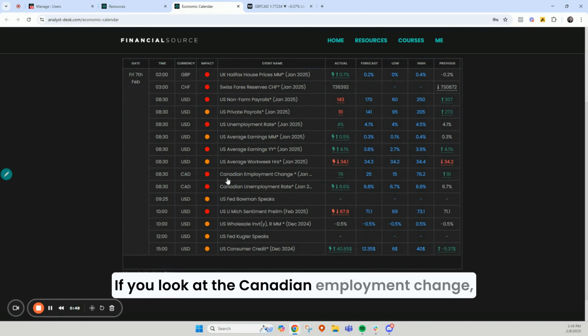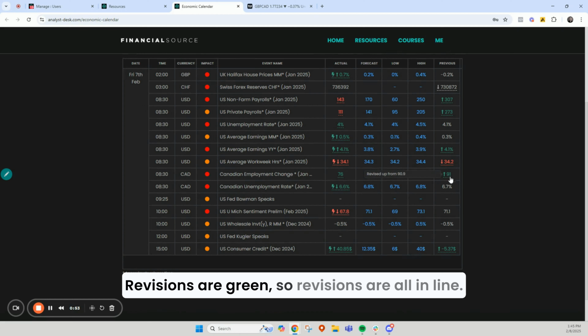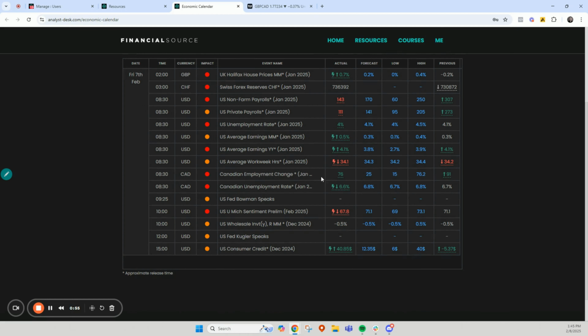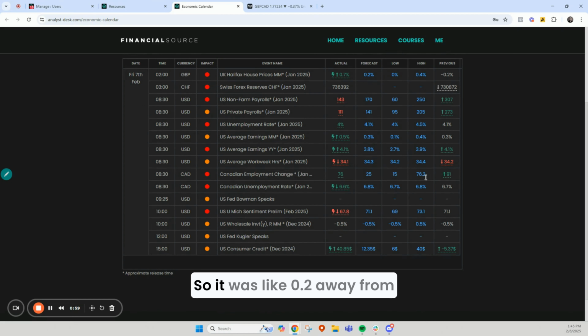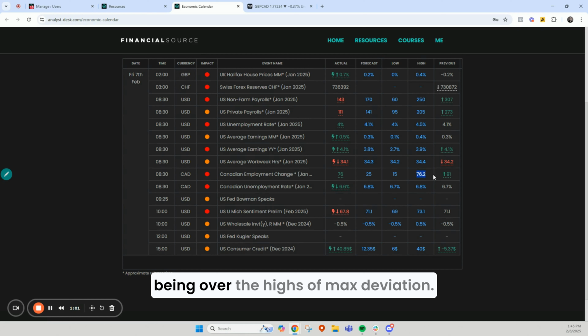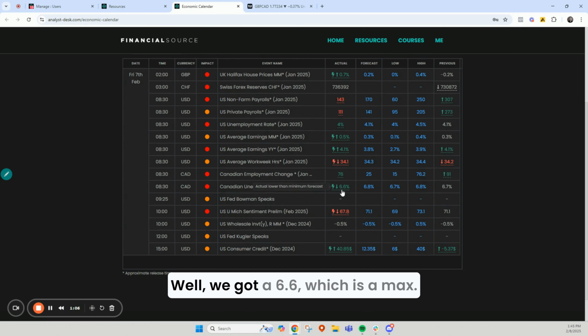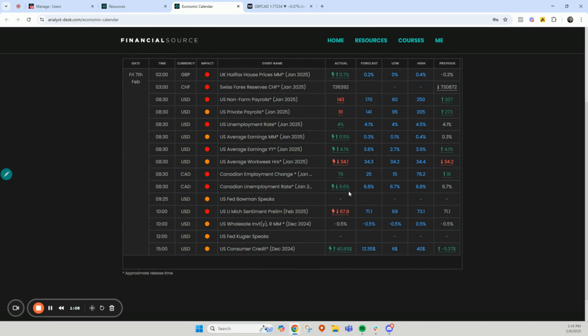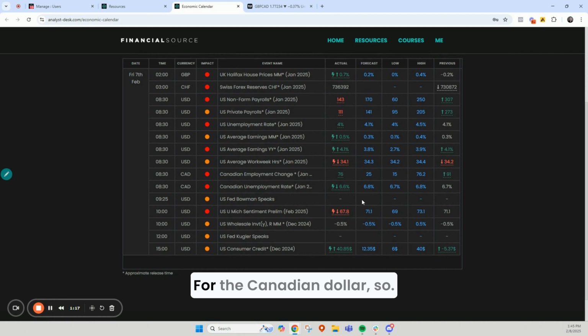However, if you look at the Canadian employment change, what do we see here? Revisions are green, so revisions are all in line. The employment change was 76, which was nearly above the high. So it was like 0.2 away from being over the high as a max deviation. Then what do we get on the unemployment rate? Well, we got a 6.6, which is a max deviation below. So everything was green here, which was good for the Canadian dollar.